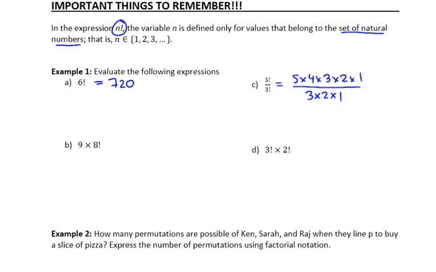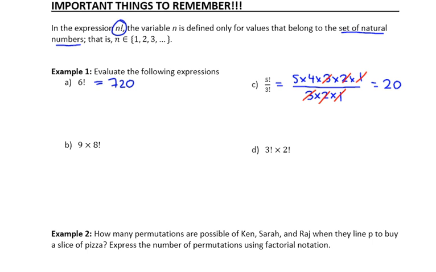And what can we do here? Does anyone notice what we can do? Yes, it's magic. The 3's can cancel. The 2's can reduce out as well. And the 1's. I should say reduce. So I cancel, they reduce to 1. So we're actually just left with 5 times 4. So 5 factorial over 3 factorial is 5 times 4. Or what's that equal to? 5 times 4 is? Yeah, we should know that.